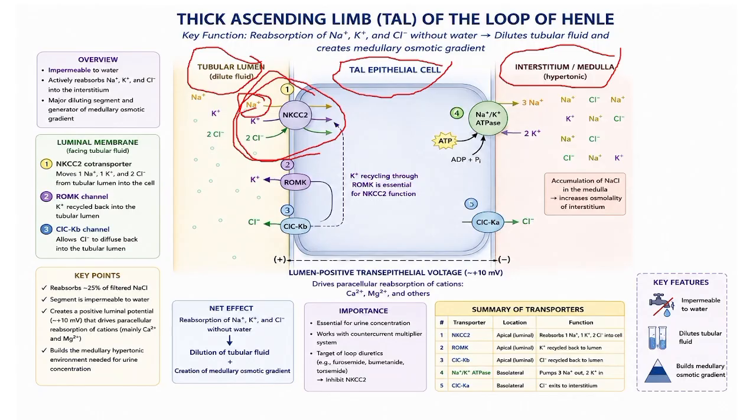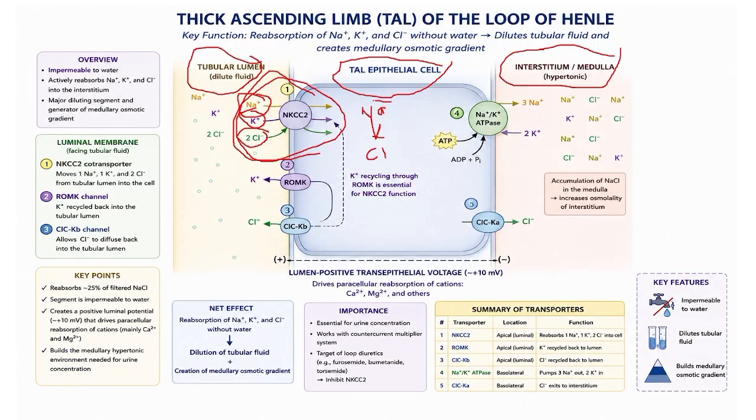It reabsorbs potassium and chloride together. So our sodium ion, potassium ion, and chloride ion will be transported from the tubular lumen, or from the filtrate, inside the cell by this transporter. So here we will have sodium ions moved inside, our potassium ion, and also our chloride ion that has been moved by our co-transporter.